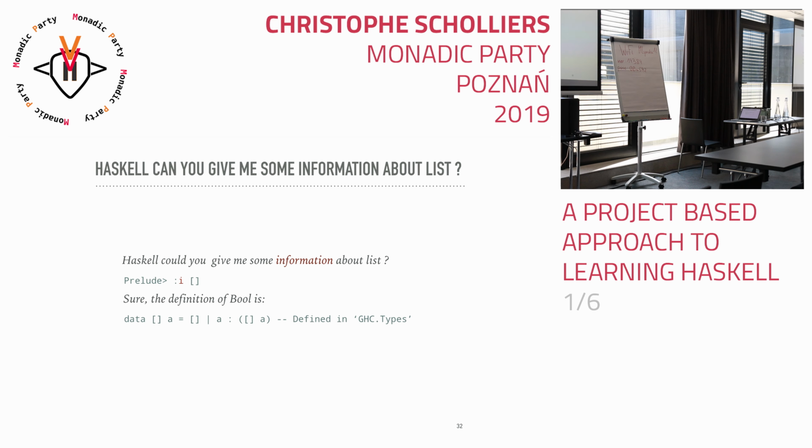and again, let's see whether you got this. What is the difference between this list and this list? So the left one is a type and the right one is the constructor. Yeah, so this is the constructor for the empty list.